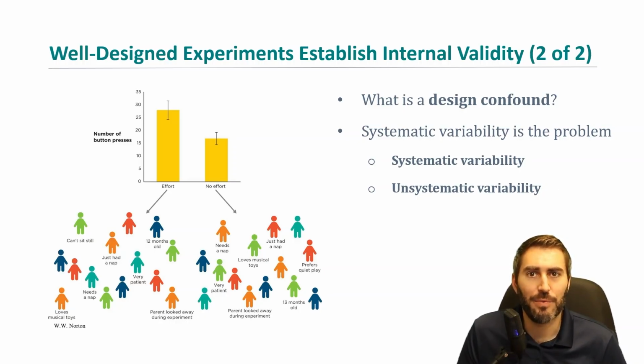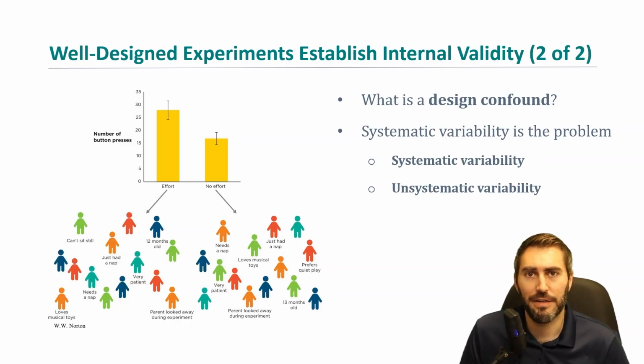On the other hand, we have unsystematic variability. This is just random, haphazard noise that happens across both groups. If you look at the baby diagram here, you'll see kids who can't sit still, or kids who just had a nap, or instances where a parent might have looked away. As long as these random differences are spread out evenly across both conditions, it's not a confound. It can make it a little harder to detect your effect because it creates statistical noise, but it won't ruin your internal validity.